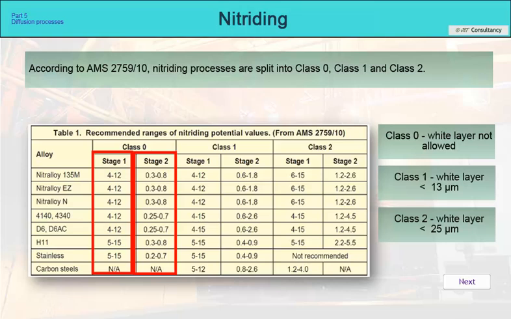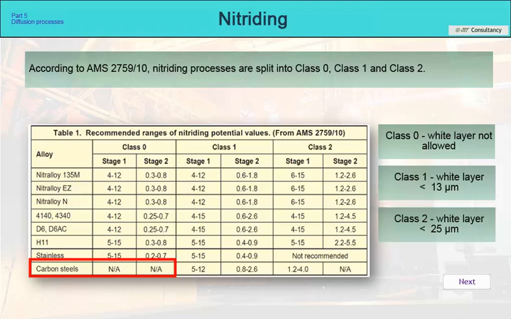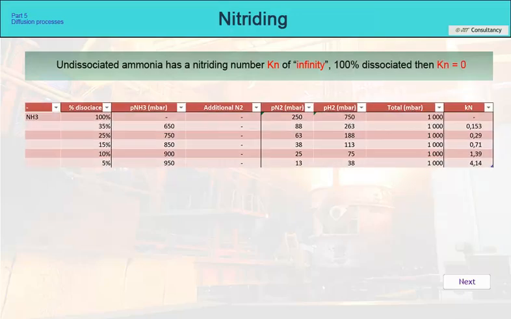In the first phase, the nitriding number is applied, for example, for steel H11, which is the steel 1.2343 according to DIN, in the range of 5 to 15, and in the second only 0.3 to 0.8. The table also shows that nitriding without a white layer is practically impossible for carbon steels. To realize the complexity of the process, we need to know that undissociated ammonia has a nitriding number of infinity, and ammonia that is 100% dissociated has 0.